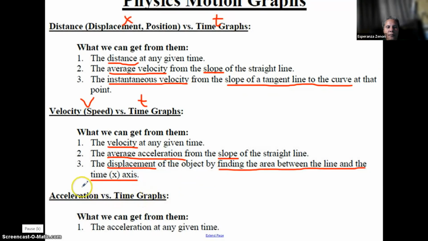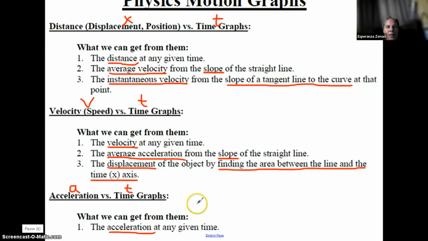Our last type of graph is the acceleration versus time graph. Our symbol for acceleration is A, and of course versus T. So these would be AT graphs. And what can we get from them? Only the acceleration at any given time. They're the most limited type of motion graph as far as the information we can attain from them.